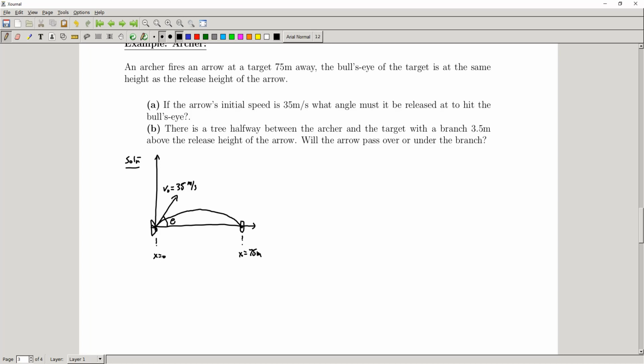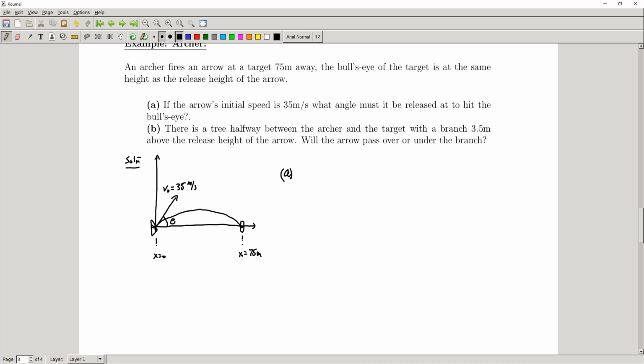Okay, so in part A, if the arrow's initial speed is 35 meters per second, which we already put into our diagram, what angle must it be released at to hit the bullseye? That's the question we want to answer in part A. Well, one strong clue here that we might want to use the range formula is that the arrow is launched from the same height as it lands at. And so anytime we see a projectile problem where we have the same launch height and landing height, we want to think about the range formula.